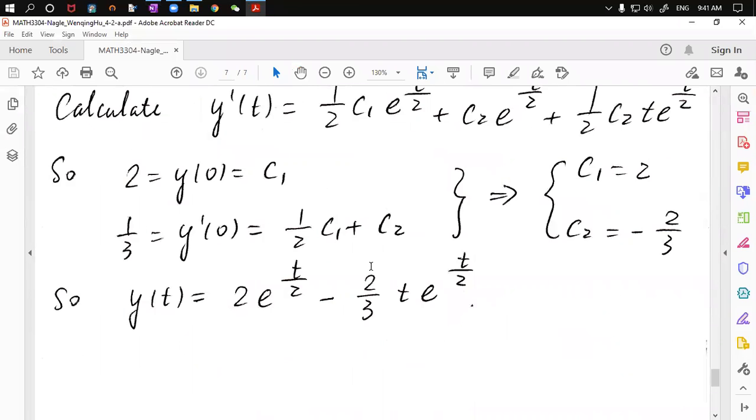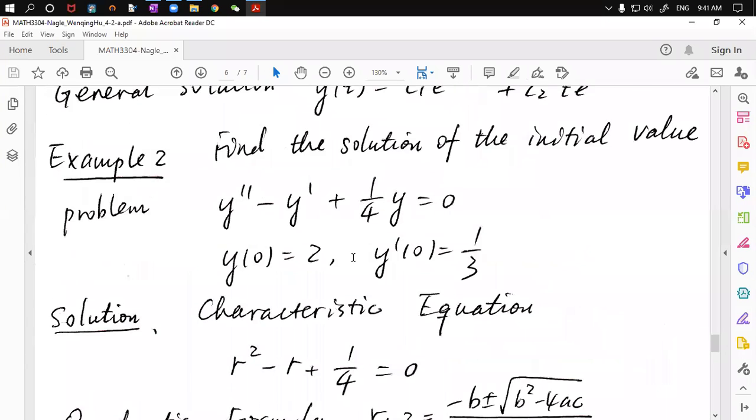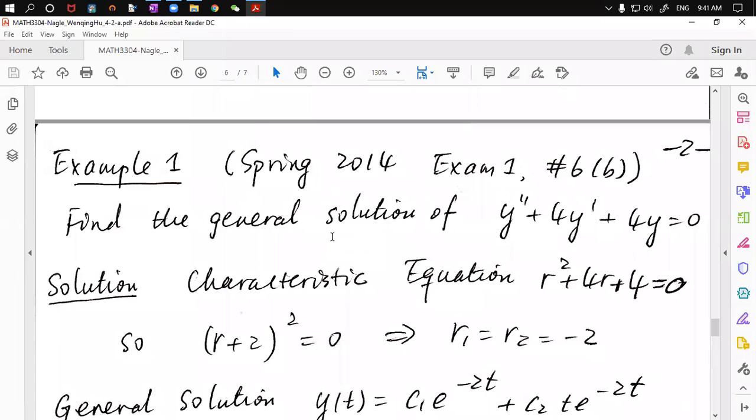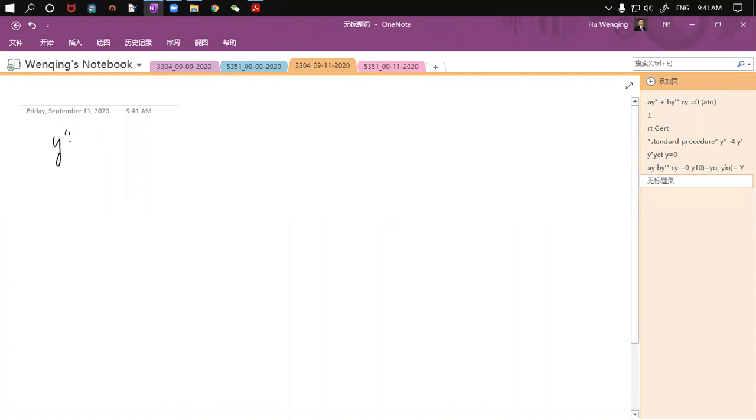Here we would like to show you some nice examples. For example, this question says, can you find the general solution of this equation? y double prime plus 4 times y prime plus 4 times y is equal to 0. Remember, the question is only asking you to get a general solution.